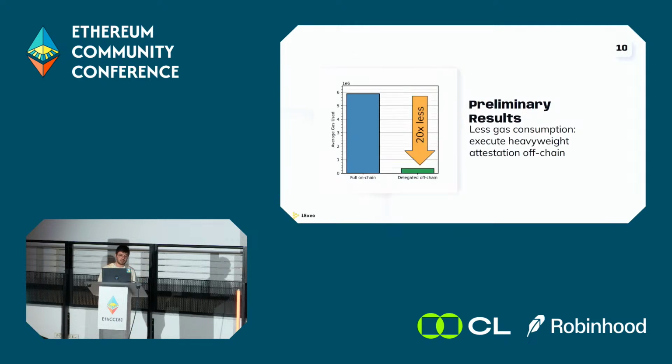Our second result regards the quantity of gas used during the attestation. If we have a full on-chain attestation, if you remember well, we have a cost of 6 million gas. However, with our delegated off-chain attestation, we have 20 times less gas, with just around 15,000 gas consumed, which means that we need way lower fees in order to execute this attestation.